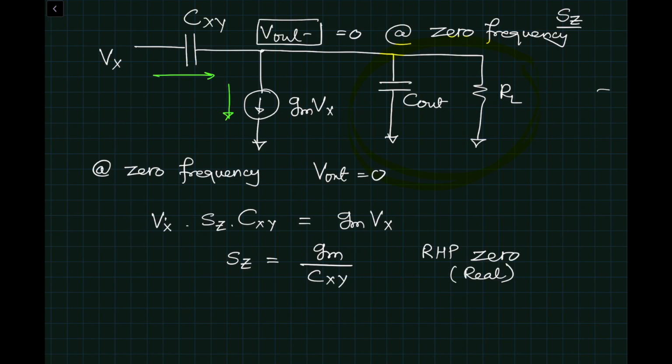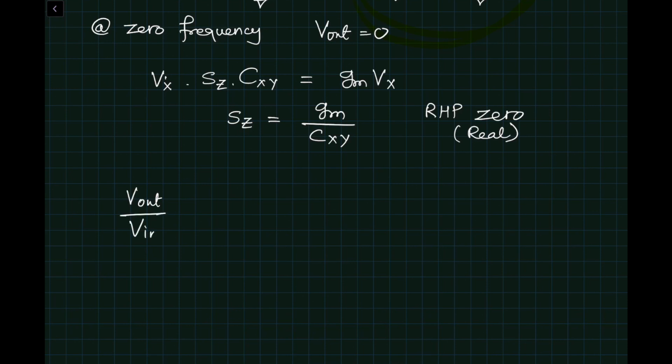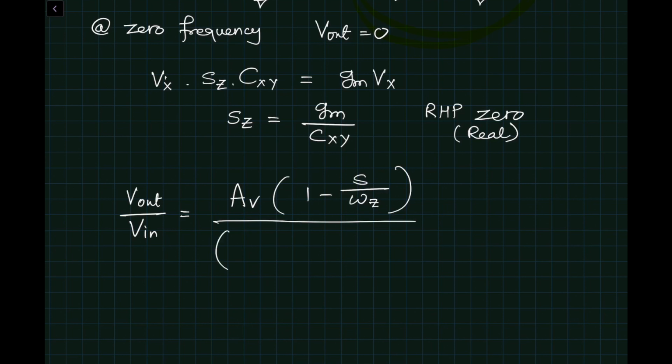We figured out two pole locations and we figured out the 0 location, right of plane 0 location. Then our transfer function is going to be Vout divided by Vin is equal to AV, that would be your DC gain, times 1 minus S divided by omega Z, sign minus because it's a right of plane 0, and then we'll have 1 plus S divided by omega P input, 1 plus S divided by omega P output. Input and output, those are the two nodes for our common emitter or common source stage.